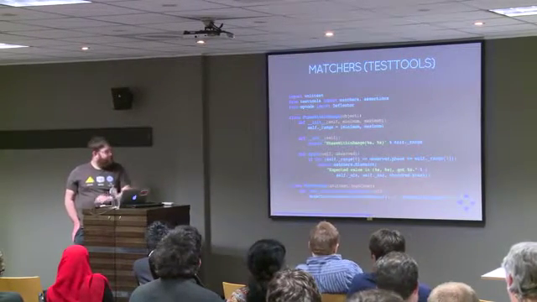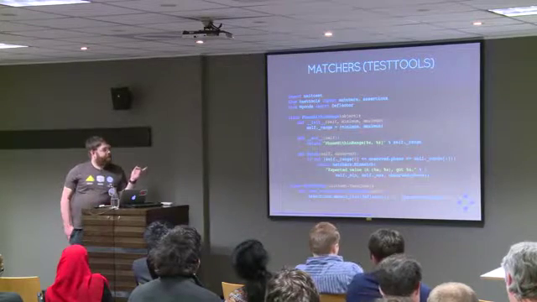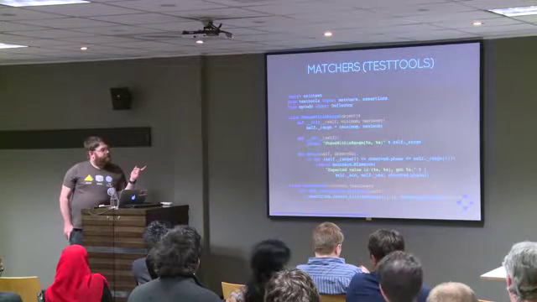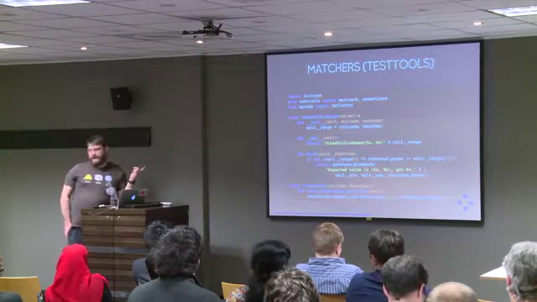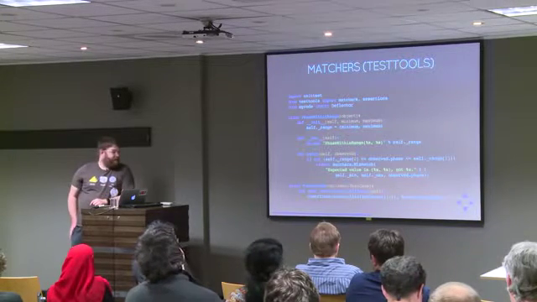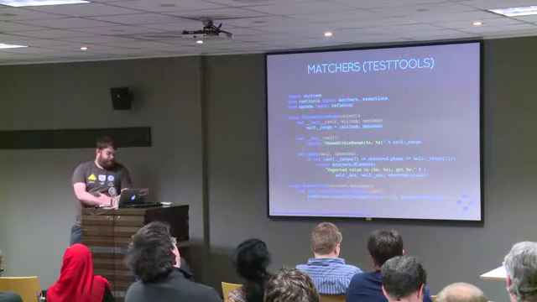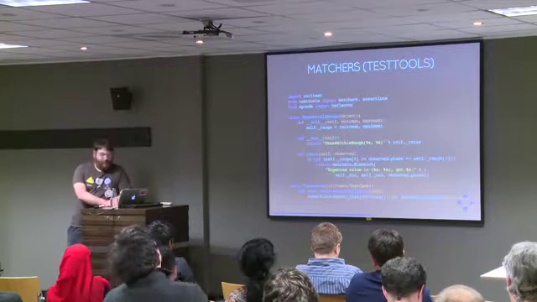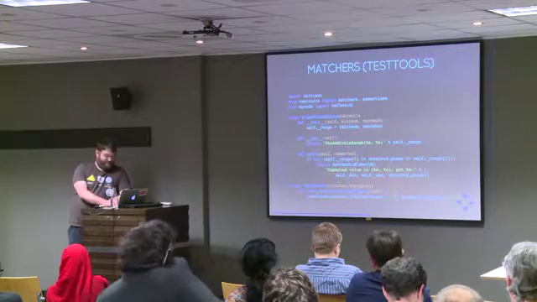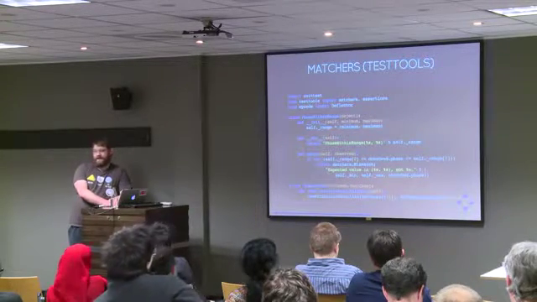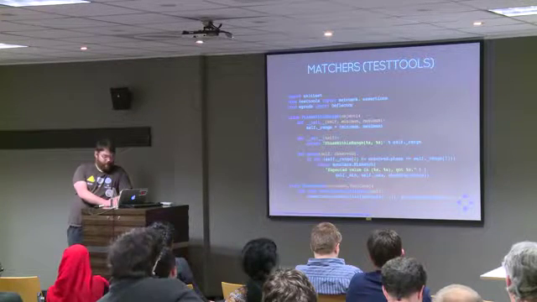Otherwise it just returns none, and you can assume that the matcher succeeded. And then at the bottom, instead of calling your own custom assertion, you use assert that, you give it an object, and you give it a matcher.